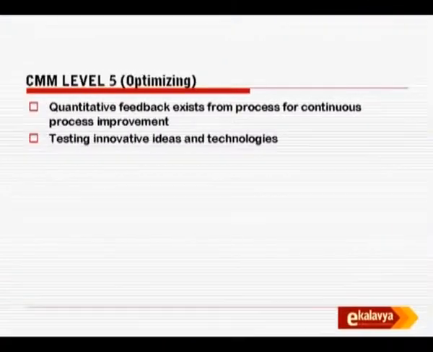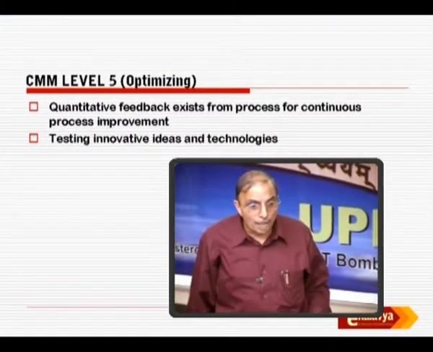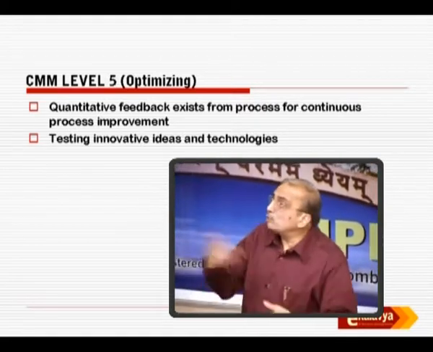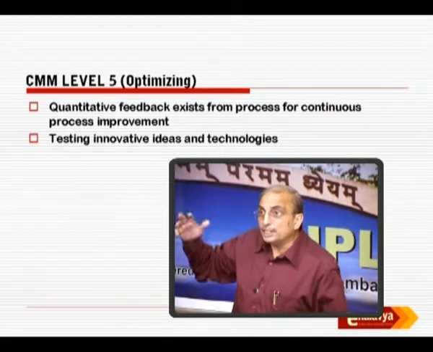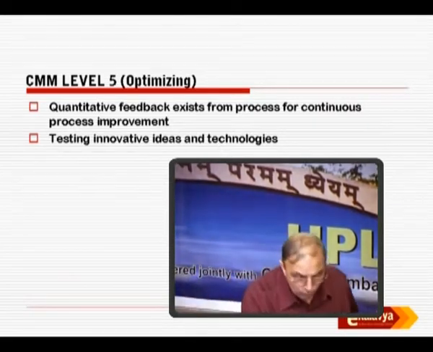CMM level says that if you are at level 1, you are here. If you are at level 2, you are here. If you are level 3, you are here. If you are level 4, you are here. Level 5, for example, defines the optimizing level. Not only are processes all documented and followed, but quantitative feedback exists from the process for continuous process improvement. The documented process itself undergoes changes based on the feedback that you have received on certain projects. Level 5 permits testing innovative ideas and technologies.